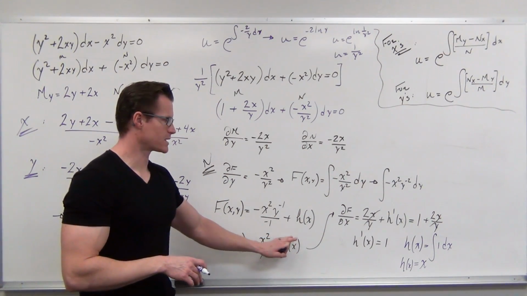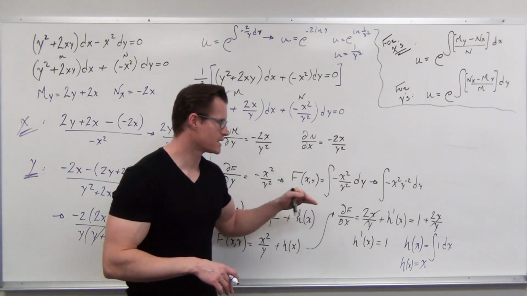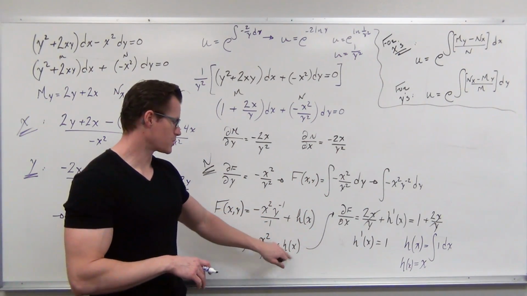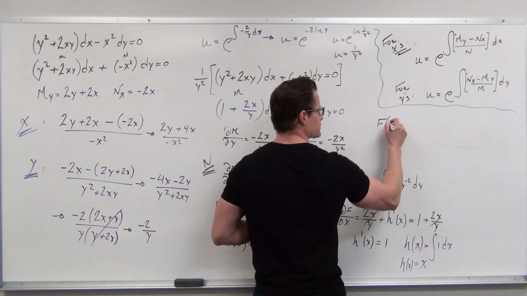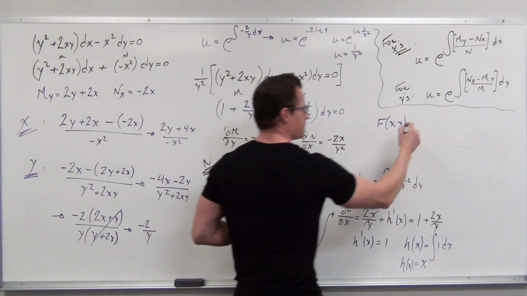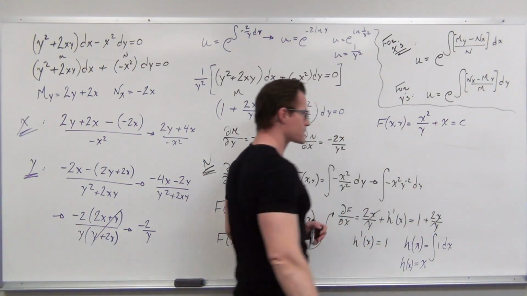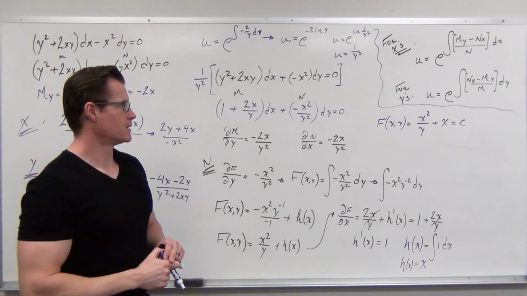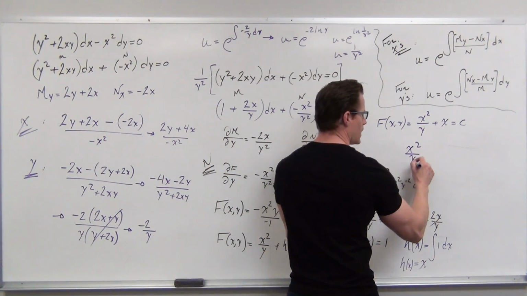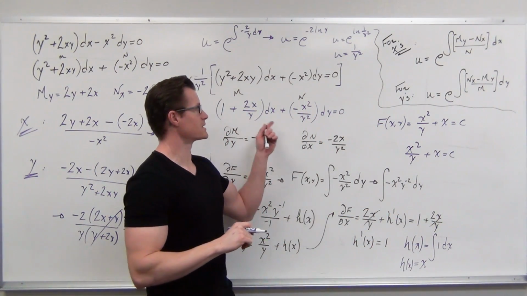We took a derivative with respect to x, partial, and that let us set equal to m. We got rid of everything that had y's in it. We integrated the function of x that was remaining, and we have h of x equals x. Let's plug that back in. So our function is x squared over y plus x equals some constant. All right, well, that means that x squared over y plus x equals c. That right there is a potential function that would give us this exact differential equation.